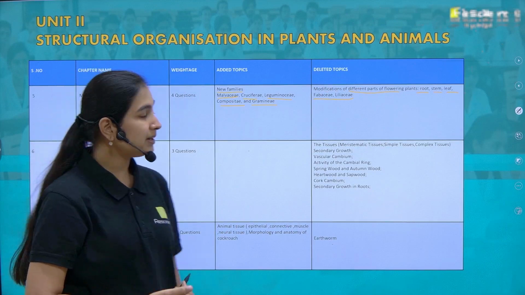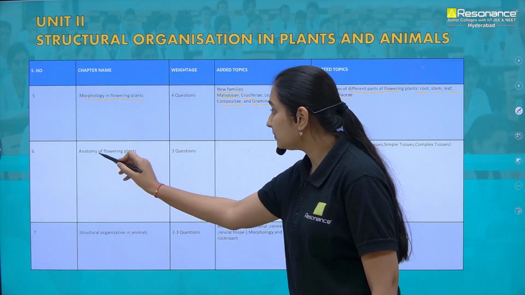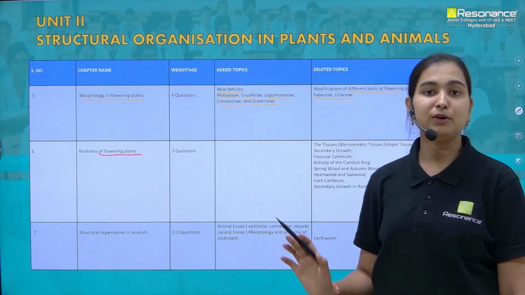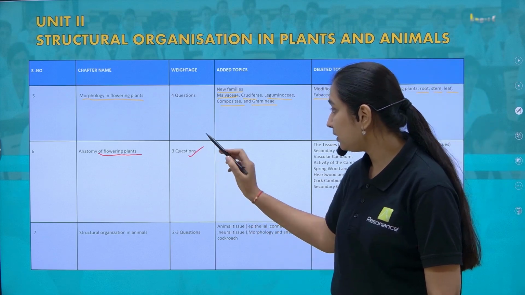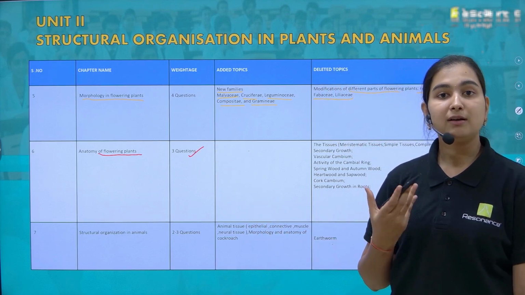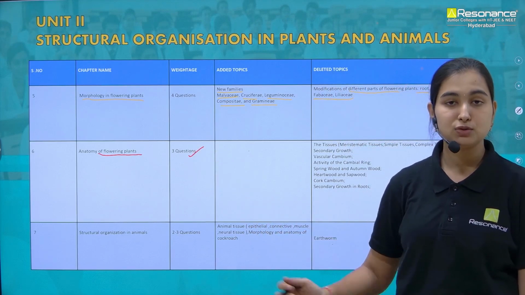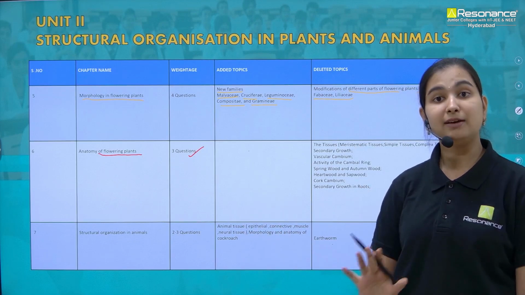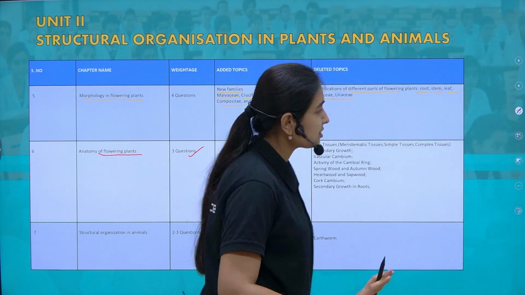Fine. Now coming to the next, we have the anatomy of flowering plants. In the anatomy of flowering plants, we have a weightage of 3 questions. Okay. Now what are added and deleted? Here nothing is added, but we have a part which is deleted. Fine. So let us see what it is.